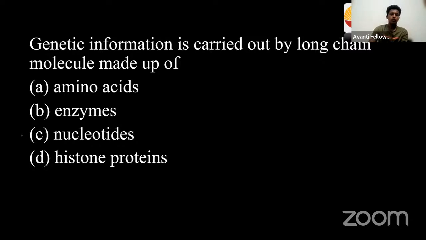Why nucleotides? Because our DNA is called a heteropolymer of nucleotides. Our DNA consists of nucleotides like A, T, C, G, which are arranged in different fashions and form this long chain. So the answer is nucleotides.